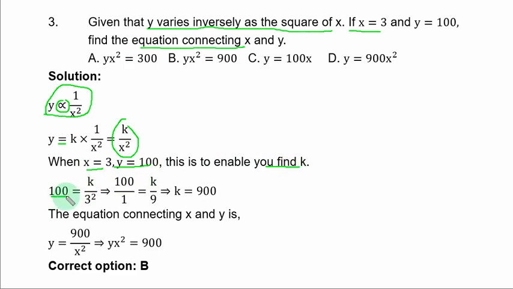So y is 100 equal to k over s squared, that is 3 squared. This implies 100 over 1 equal to k over 9. If you cross multiply, you have k equal to 900. To get the equation, you simply replace this k with 900. So you have y equal to 900 over s squared, which implies y s squared equal to 900. B is the correct option.